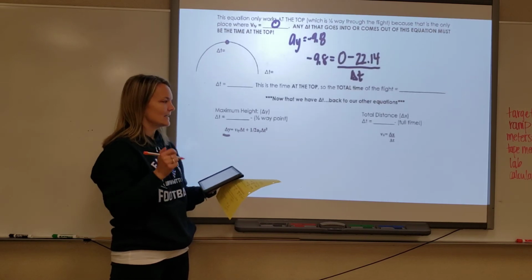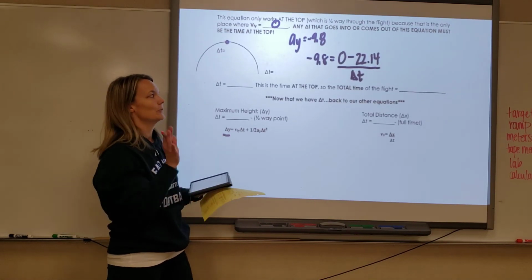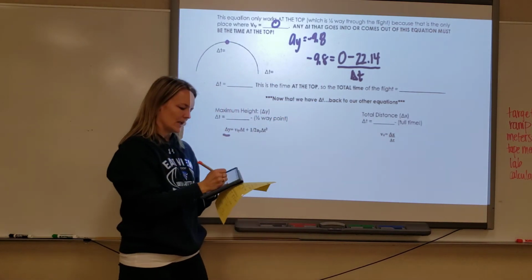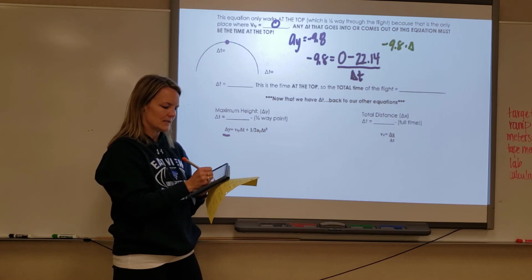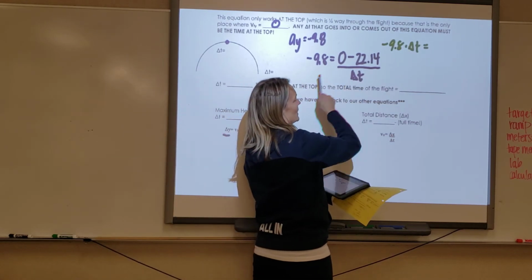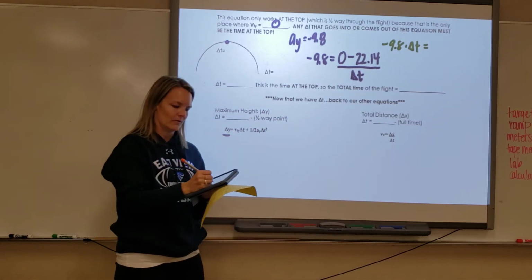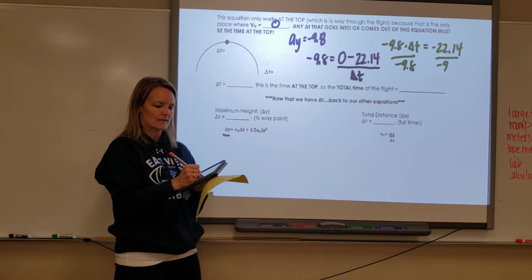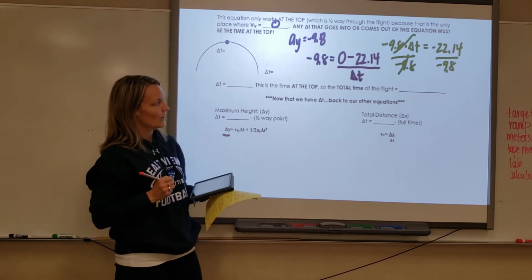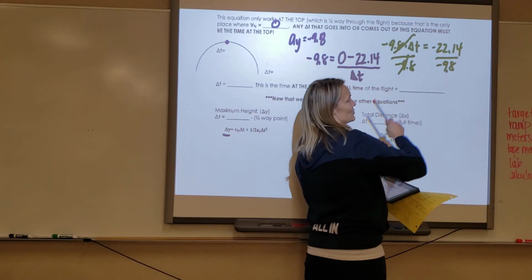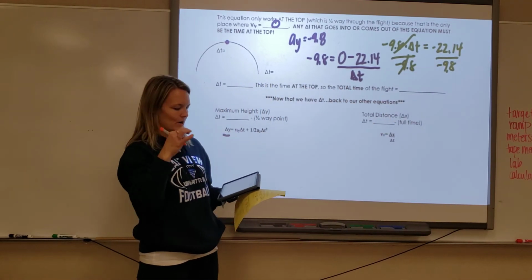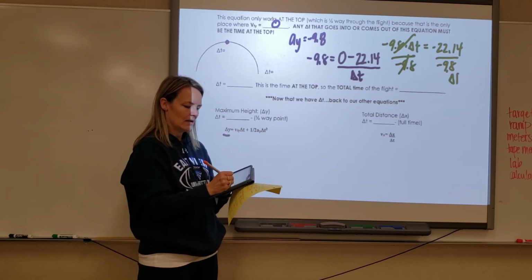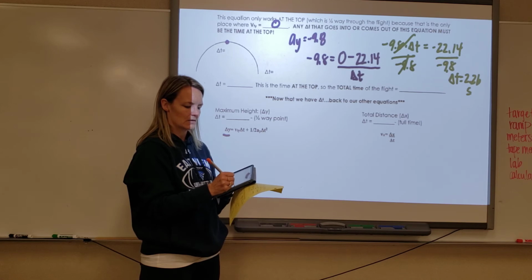In order to get that t off the bottom, I have to cross multiply. So I take t times the negative 9.8, so I get negative 9.8 times t, and I set that equal to the other side, which is just a negative 22.14. I divide by negative 9.8, it crosses out, and I find that t, when I plug it in, 22.14 divided by, both of them are negative, the negative 9.8, and I get that t is 2.26 seconds.